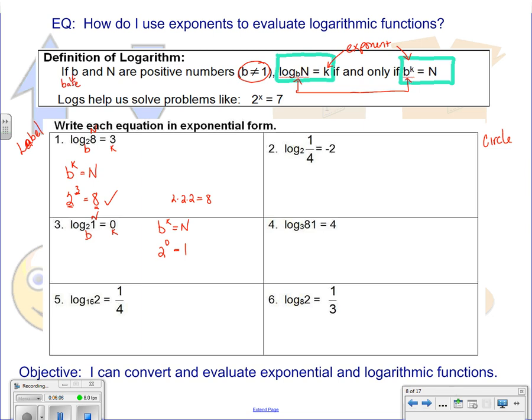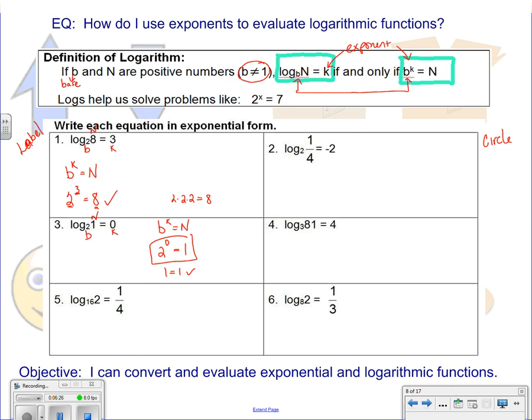And again, we can check. Any number raised to the 0 power is 1. So we do get 1 is equal to 1. So that's the label method. If you like that method, you can continue to use that method from this point out. I do want to show you another method. It's known as the circle method.